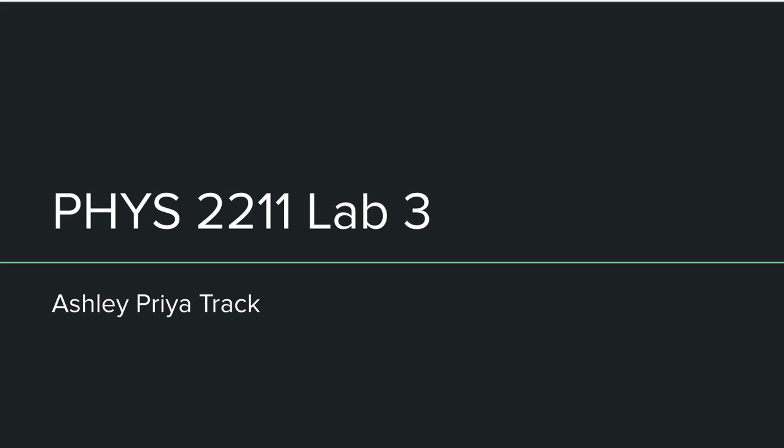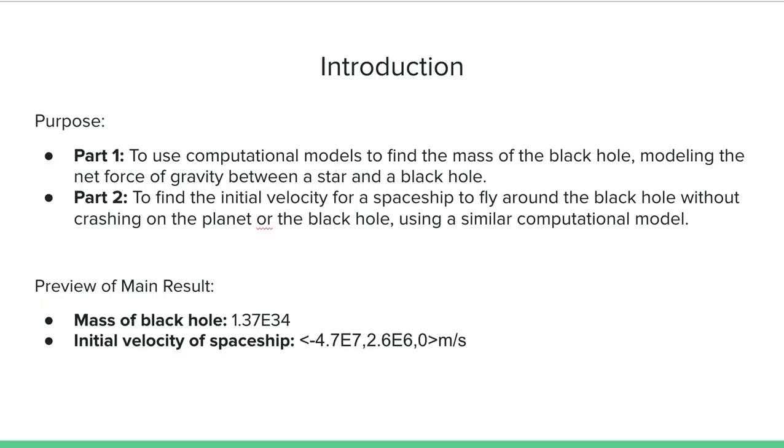Lab 3. The purpose of this lab was to use computational models to find the mass of the black hole, modeling the net force of gravity between a star and a black hole. Part 2 was to find the initial velocity for a spaceship to fly around the black hole without crashing on the planet or the black hole, using a similar computational model.